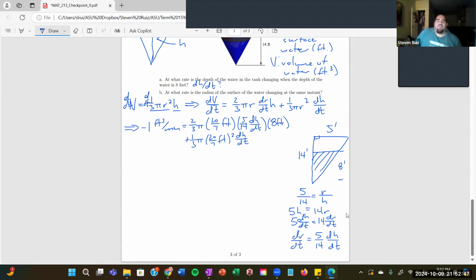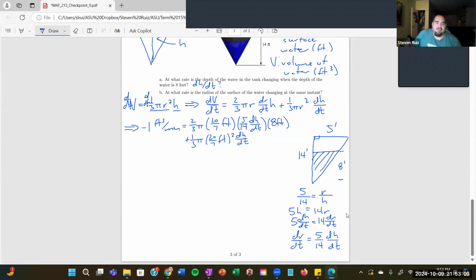Okay, so we filled in all the details here, and it might not feel like it, but we actually are pretty close to being done. Let's look at this. Where are the unknowns? The unknowns are only dh/dt. So once I do some simplifying, I can solve for that.